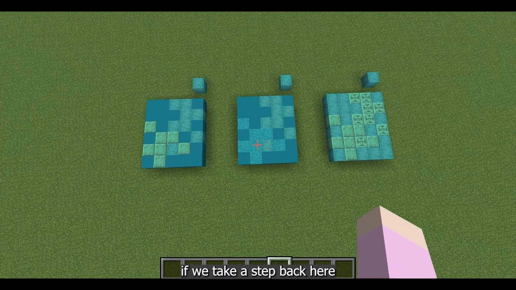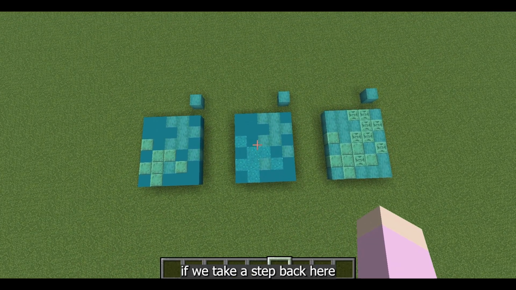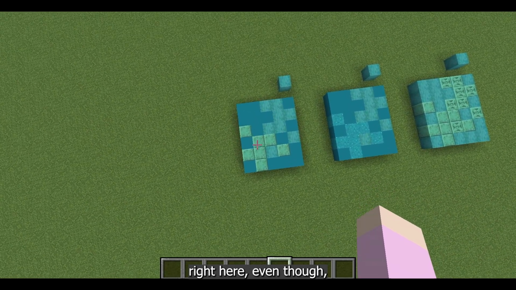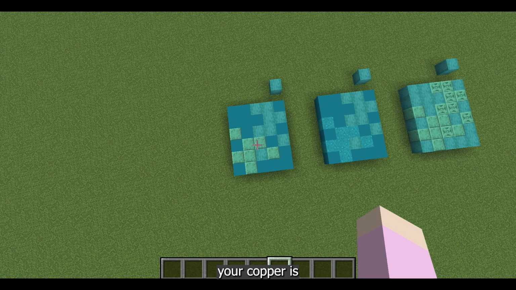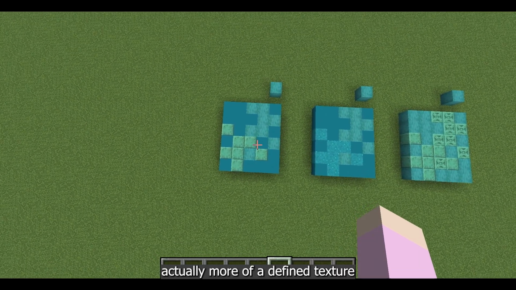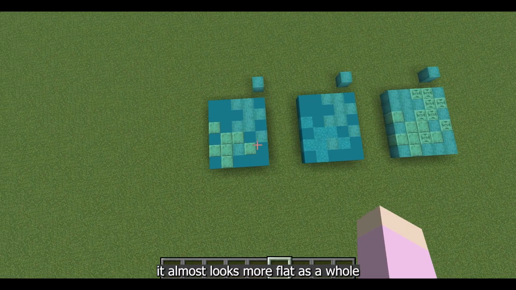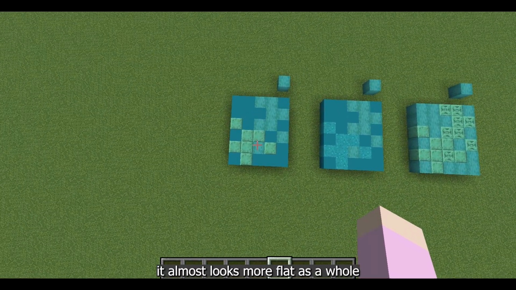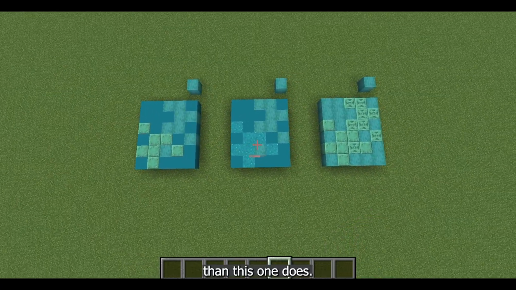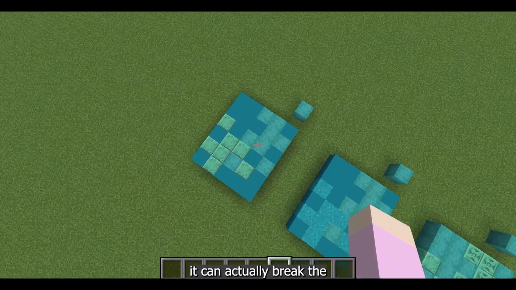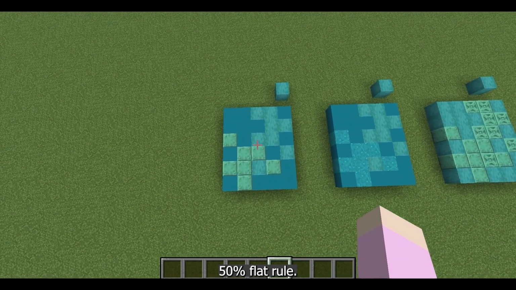But then also if we take a step back here, interestingly enough, this pattern right here, even though your copper is actually more of a defined texture because of these ridges than, for example, your concrete powder is, it almost looks more flat as a whole than this one does. So even though this is a texture block, it can actually break the 50% flat rule.